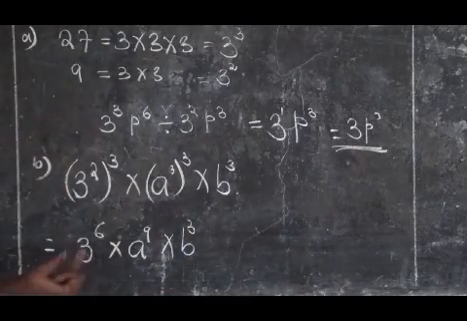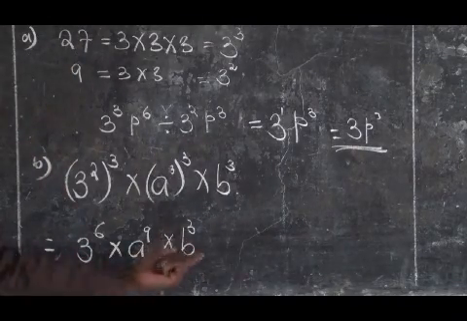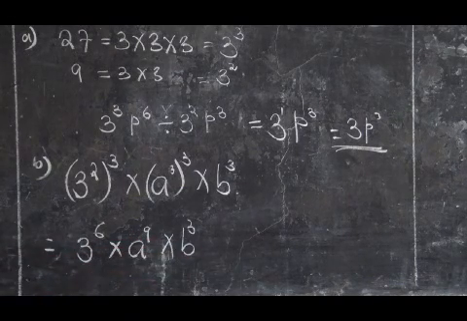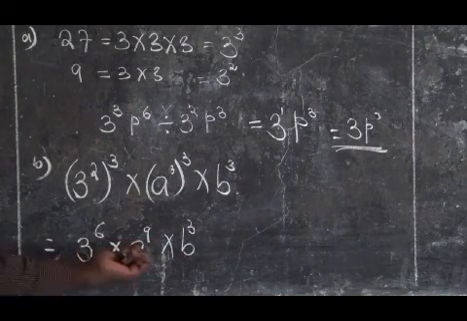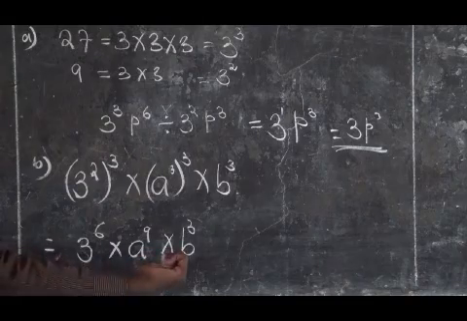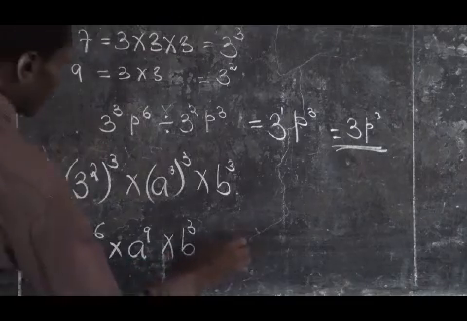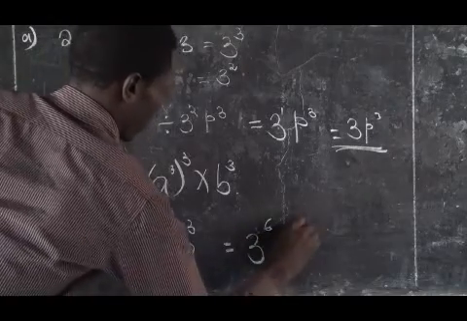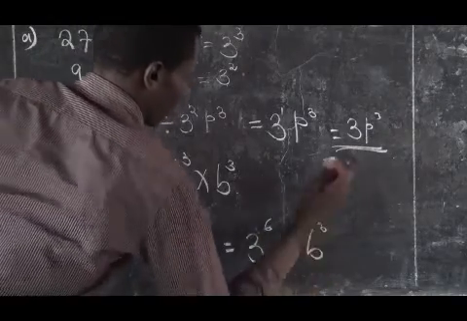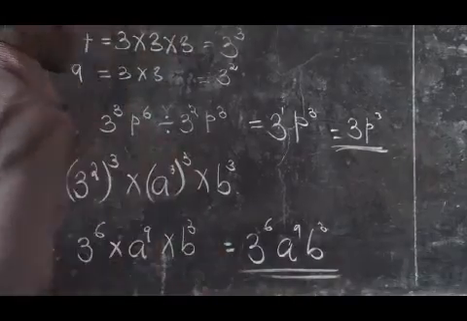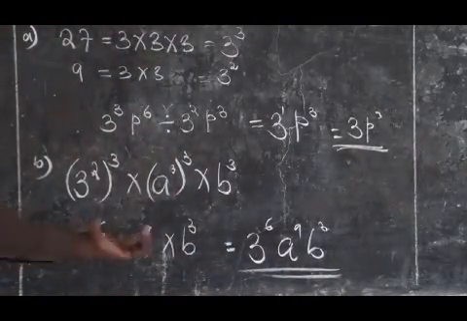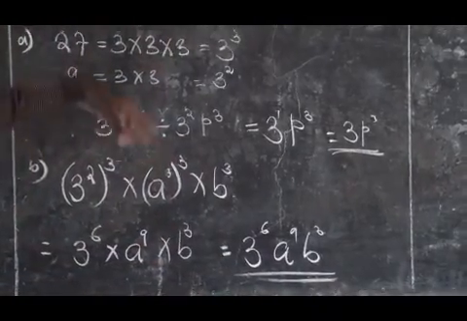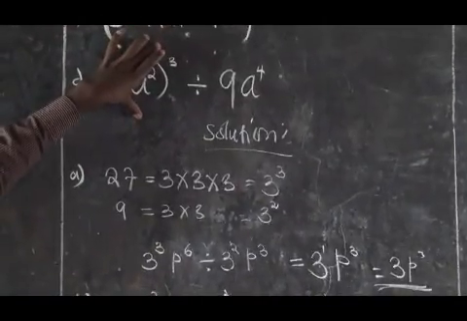3. Now it's better for us to start with these ones. If they are multiplication signs, we can even leave them. We can even leave these multiplication signs. This is the answer, but we can simplify it and say this is equal to 3 power 6, A power 9, B power 3 as our solution. Now from here, you are able to apply the same idea to this question.